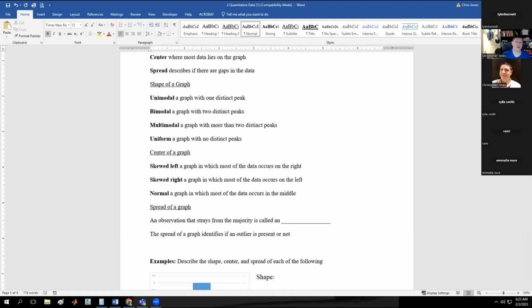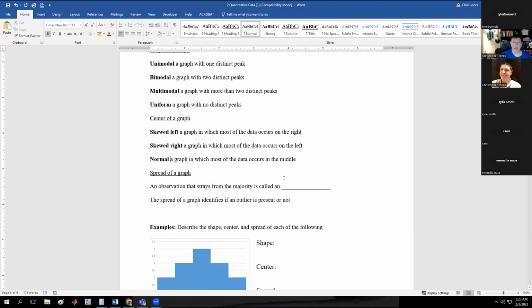In fact, you're probably going to wish you never saw it by the time we're done with it, of course, we're going to use it so much. All right. Now, the last thing we do is we look for a spread or any gaps in the data. An observation that strays from the majority is called an outlier.